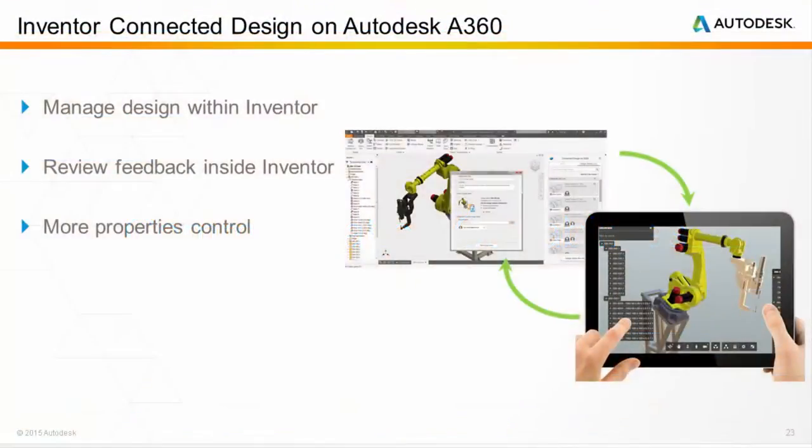Several new enhancements in Inventor 2017 make it faster and easier to collaborate. Collaborators and their feedback can now be reviewed and managed directly from inside Inventor. New controls permit you to share part properties and part names in addition to the model graphics for more detailed reviews.